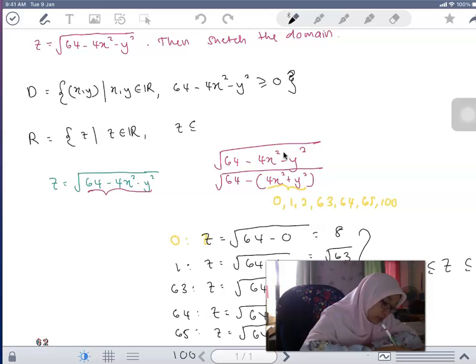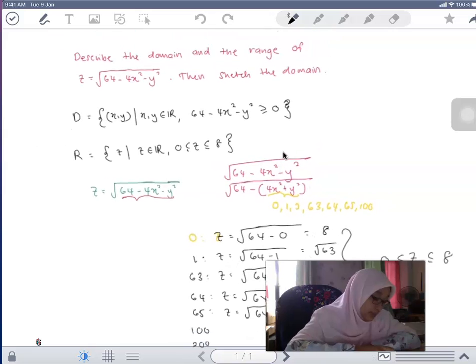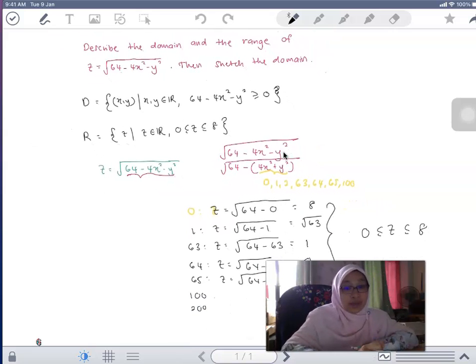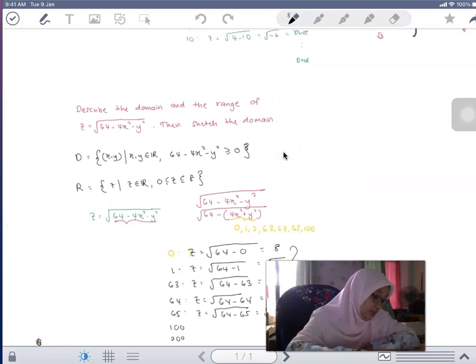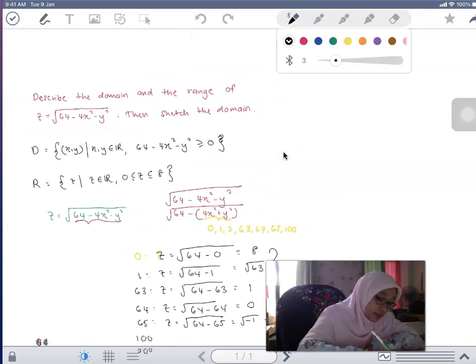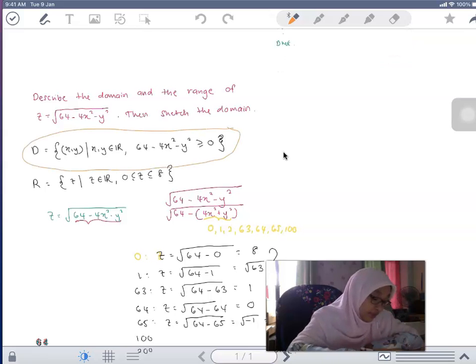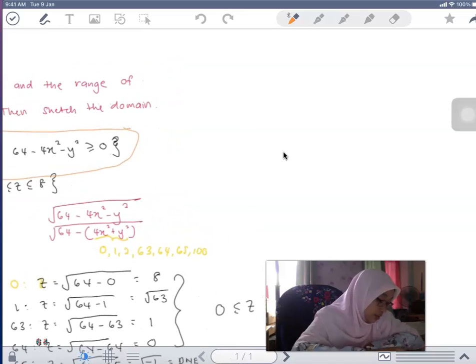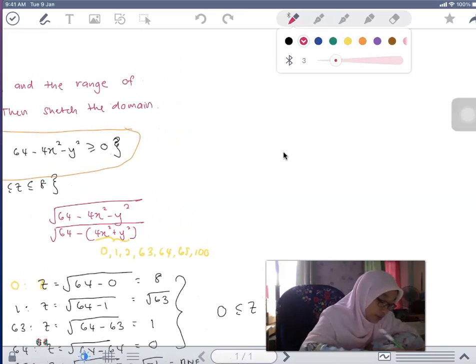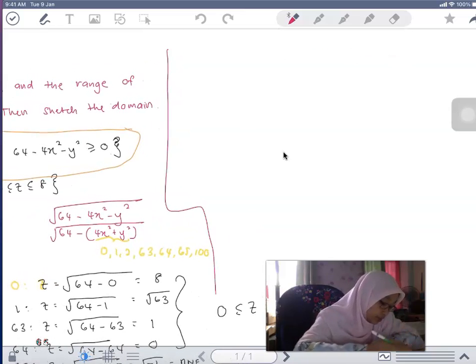So z is between 0 and 8. Okay. So we done that, and then we want to sketch the domain. In sketching the domain, we have to look again at the description of our domain here, and we take out the function that we have. So now we want to sketch.